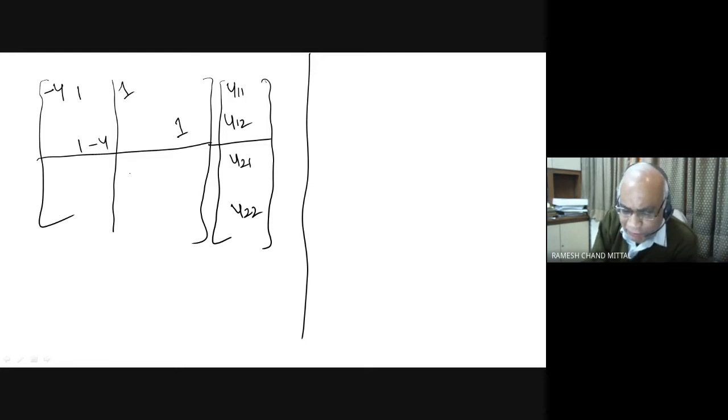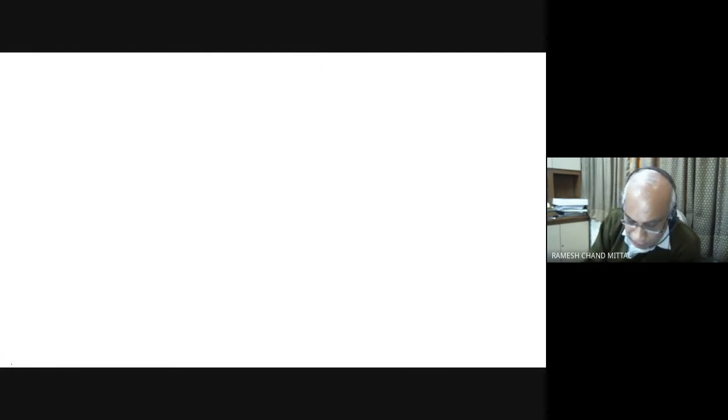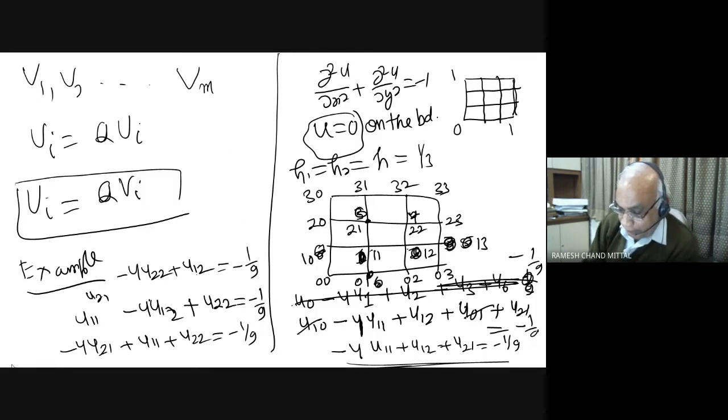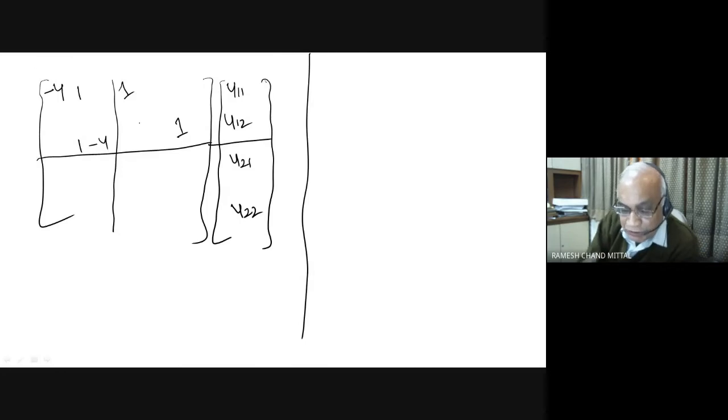This is a tridiagonal matrix. I do not have a middle line because I have not taken 3 points. So minus 4, 1, 1, minus 4, times u11, u12. This is my first block, the first line. For the second line I have written minus 4 u21 plus u11 plus u22. So this will be the structure for the first line.